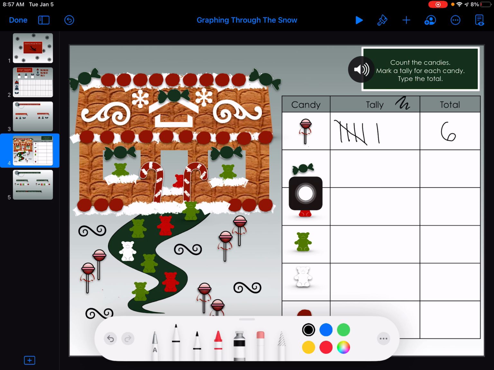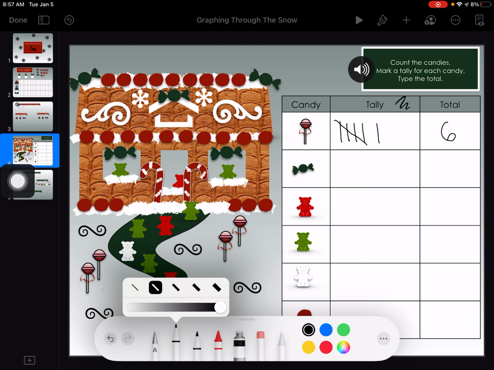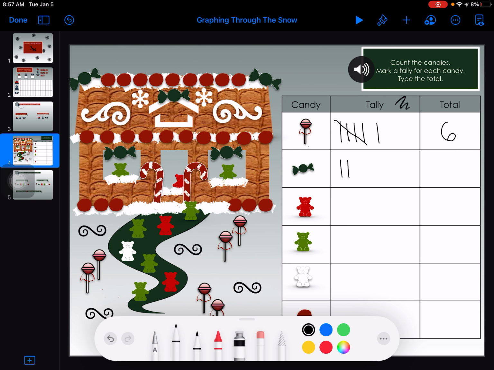Now let's do the next candy, these dark green hard candies. Let's count how many we see total. 1, 2, 3, 4, 5. 5. Now we need to draw 5 tally marks. 1, 2, 3, 4, cross for 5, and write 5 in standard form.